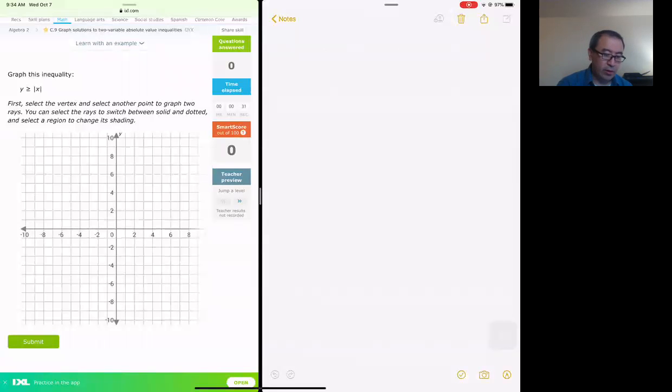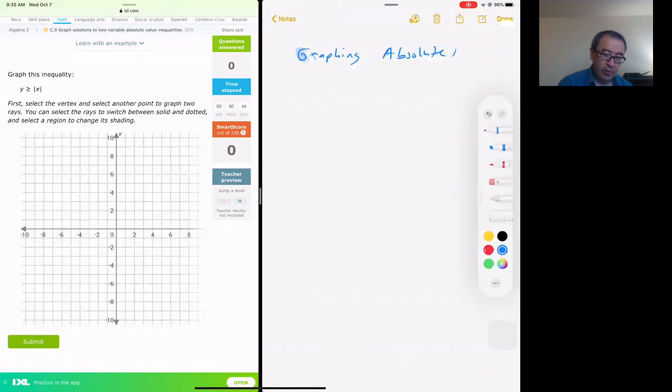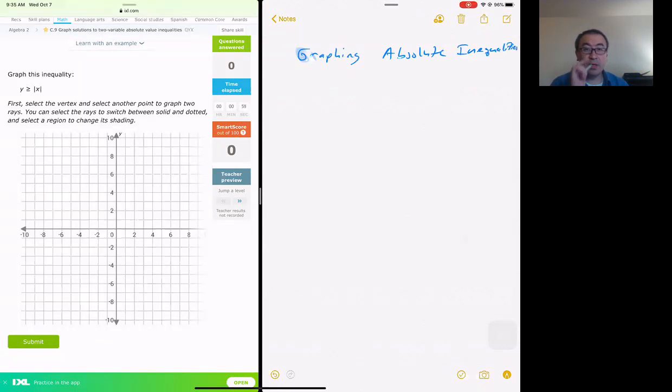So today we're graphing inequalities, but not any inequalities, absolute value inequalities. That means we're going to combine not only absolute values that we worked on before, but we're also going to start shading in, giving us not just one answer, but many answers.